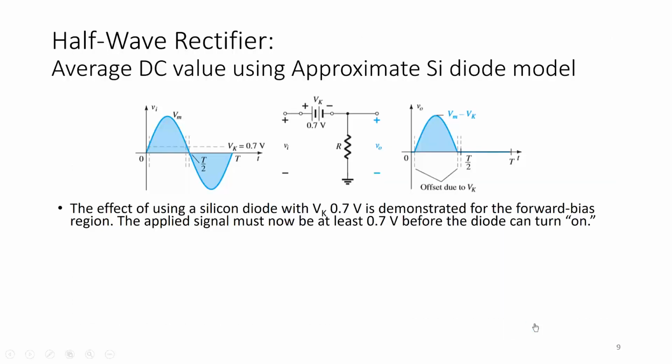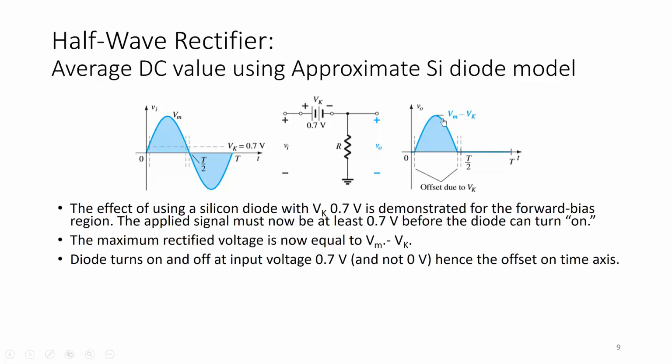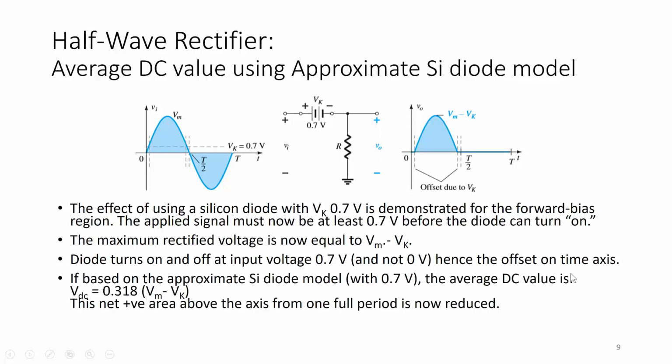Alright, so back to the slide. The maximum rectified voltage is now equal to Vm minus Vk. Okay. And the diode turns on and off at an input voltage of 0.7 volts and not 0 volts, hence the offset on the time axis. If based on the approximate silicon diode model with 0.7 volts, the average DC value now changes, because the peak is no longer Vm equals V in, but Vm minus Vk.